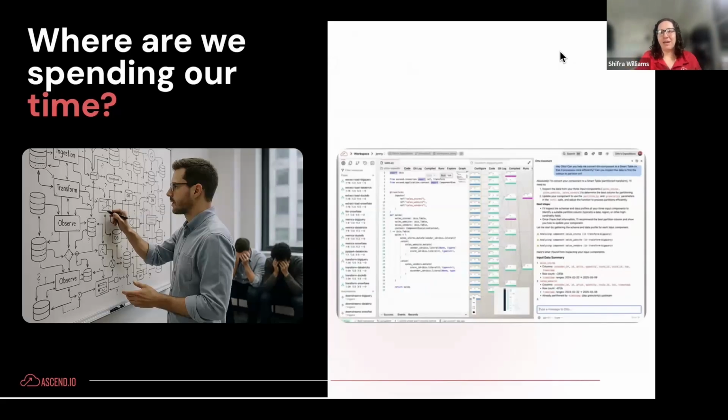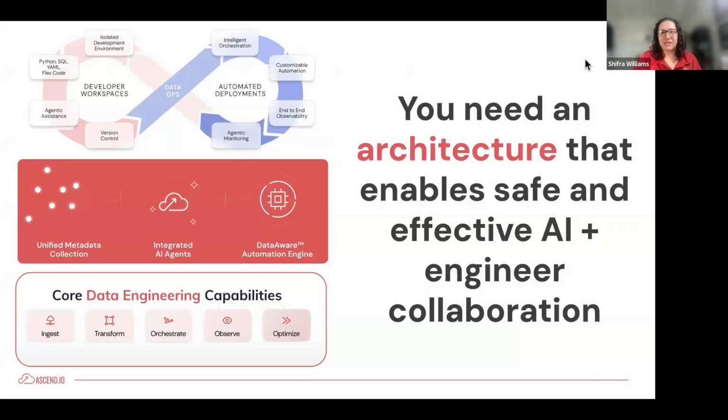So let's get into that a little bit. Essentially, what you need to build agentic data engineering is an architecture that enables safe and effective AI and engineering collaboration. So what does that actually look like? Well, let's start at the bottom here with the foundation of that. And that foundation is really unifying these core data engineering capabilities. So if you can get your ingest, your transform, and your orchestration all on the same platform, that's going to enable you to then get end-to-end observability on everything that's going on and then optimize all of those workflows because you can see everything. And you can't measure what you can't see.